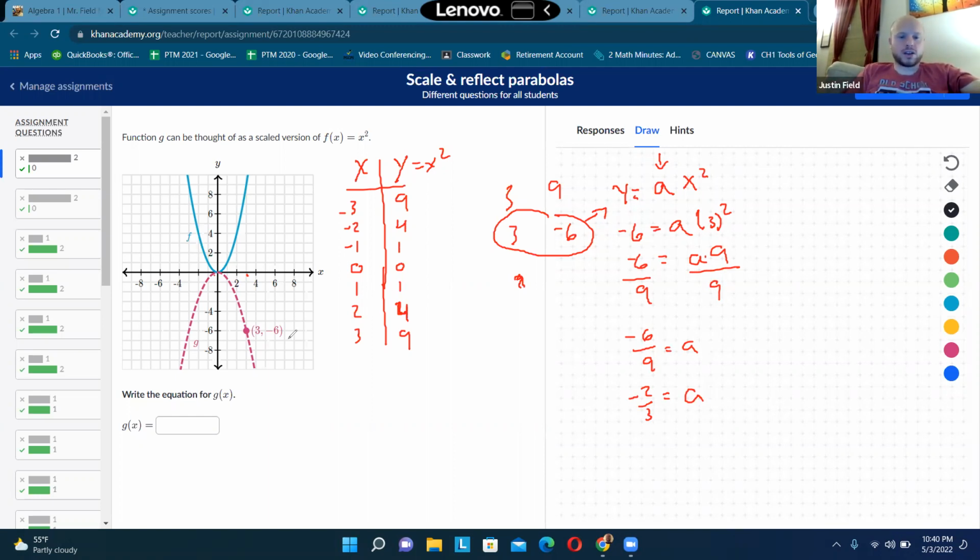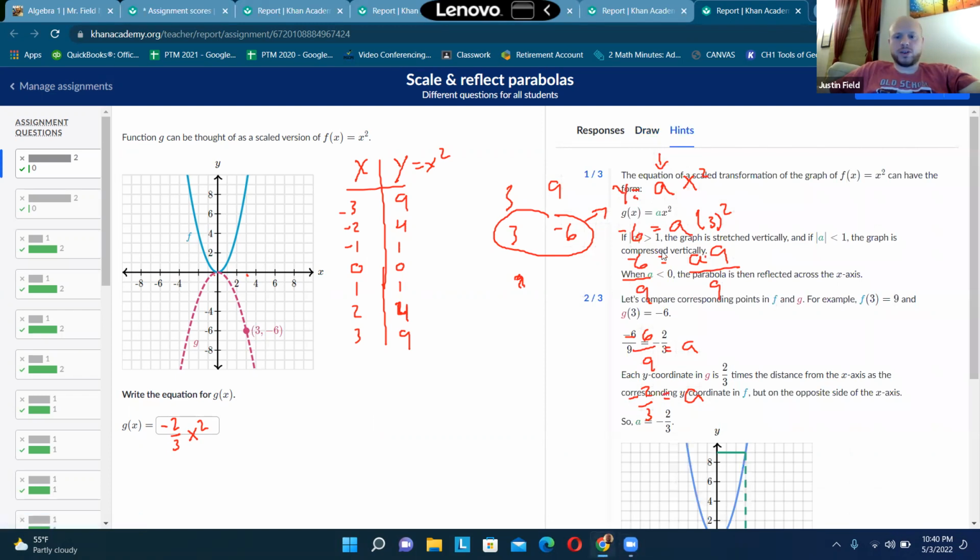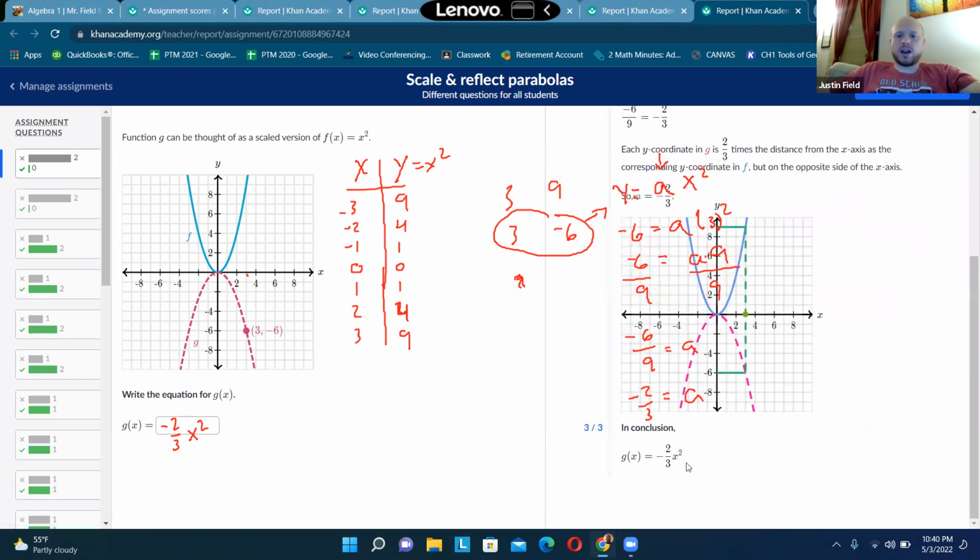So my thought here is that g of x equals, and we better not write the y equals, just g of x is -2/3 x squared. And it fits because it opens down so it should be negative, and 2/3, so it's not quite doubling or anything. And lo and behold, there it is. Should we try another one?